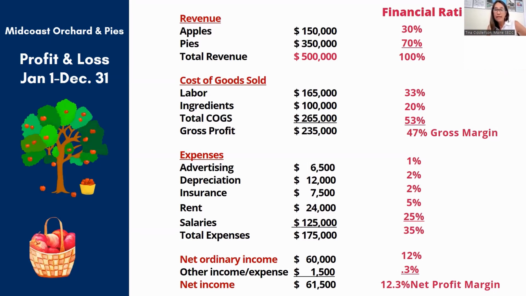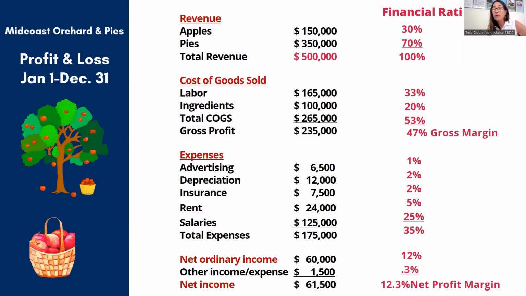We do those same calculations for ingredients. 100,000 divided by 500,000 is 0.2 or 20%. So 20% of our dollar, or 20 cents on every dollar, is going out the door immediately just to get it into the hands of the customer. So our total cost of goods sold are 53%, which means 53 cents on every dollar goes out the door before we even get to our operating expenses or our profitability.